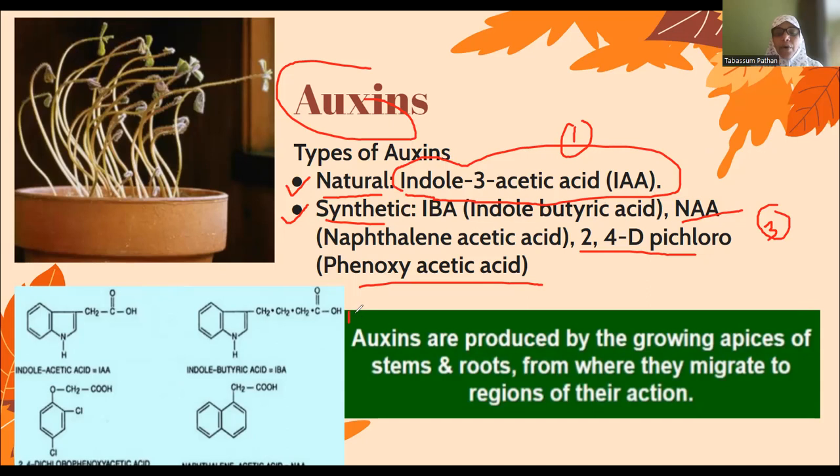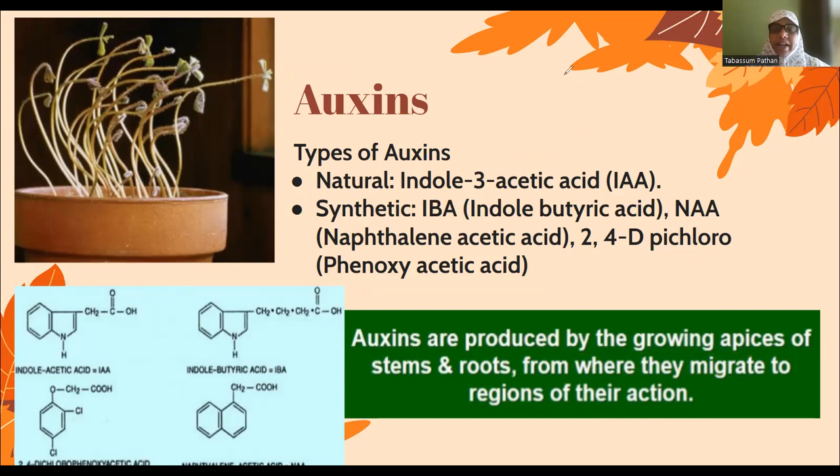The main important point under auxins: where are they produced? They are produced by the growing apex, the shoot apex and the root apex. That is, at the meristems. And from there, they will migrate to the region wherever they are required. So production will happen at the meristematic apex, the shoot apex and the root apex, and from there they will migrate wherever auxins are required for growth. Fine. So these two examples we should be knowing.